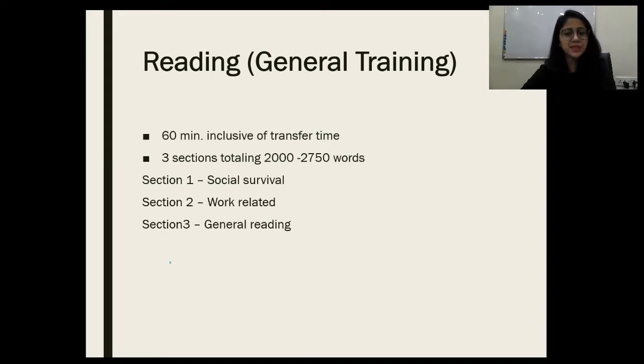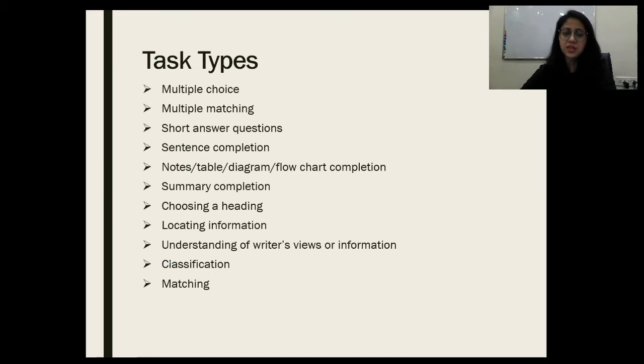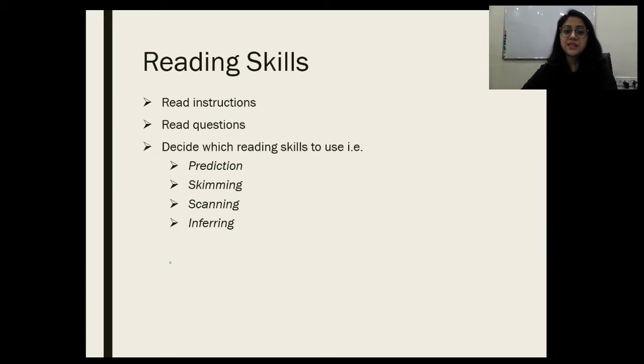For both academic and general training modules, section 3 is almost the same because it is completely content heavy, even for GT students. Now, the task types are exactly the same as for the academic students. Reading skills required: prediction, skimming, scanning, and inferring.